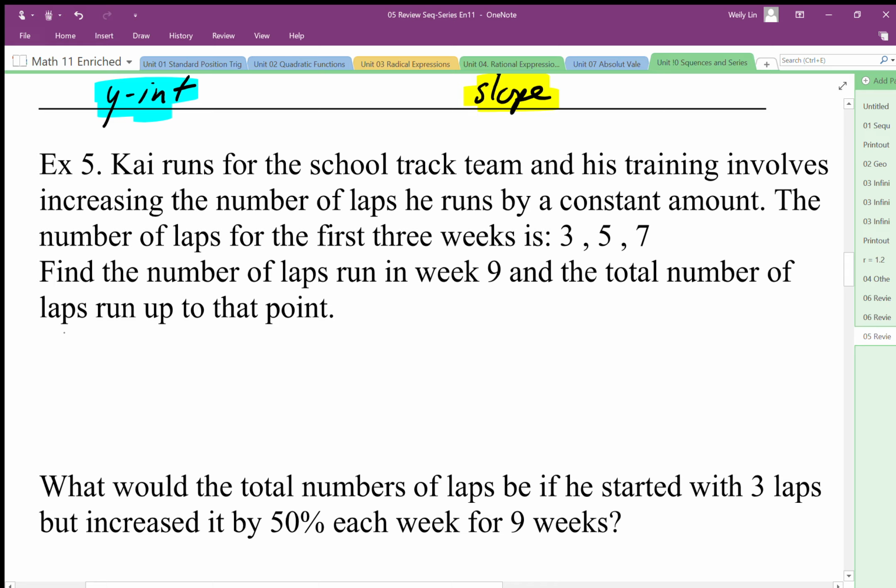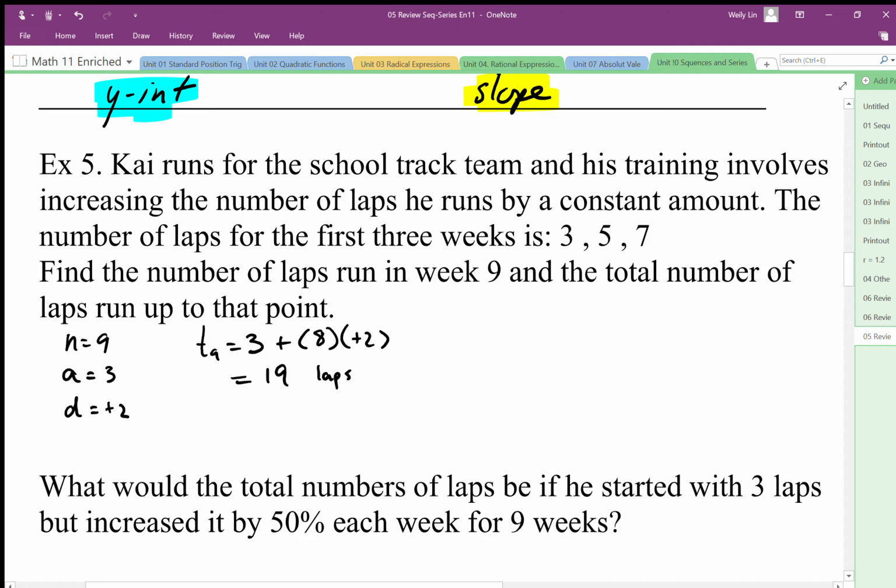So n is equal to 9, we start at 3, and we're going up by plus 2. So week 9 is T9, 3 plus the number of steps we did, which is 9 minus 1, or 8 steps, of plus 2. On the 9th week, he ran 19 laps.